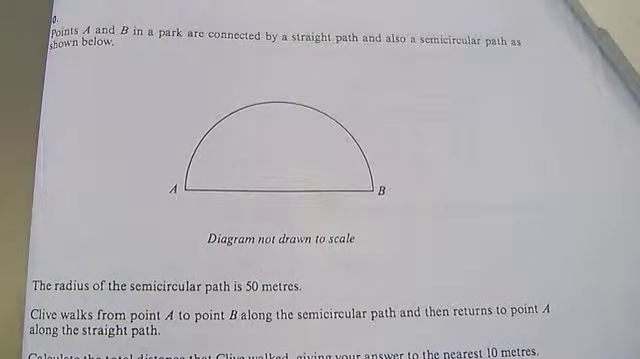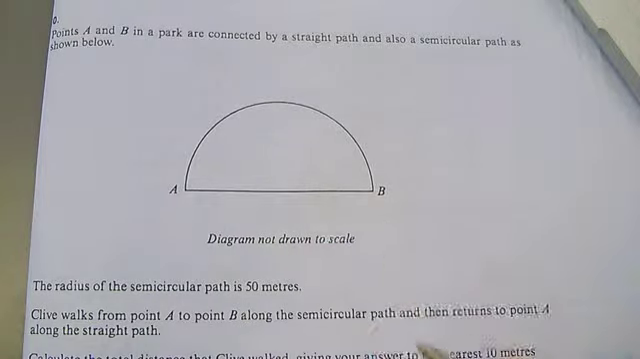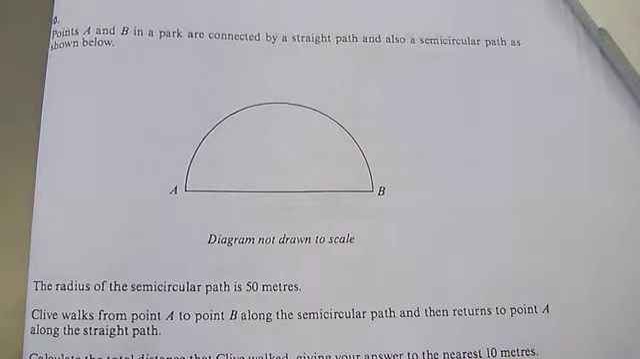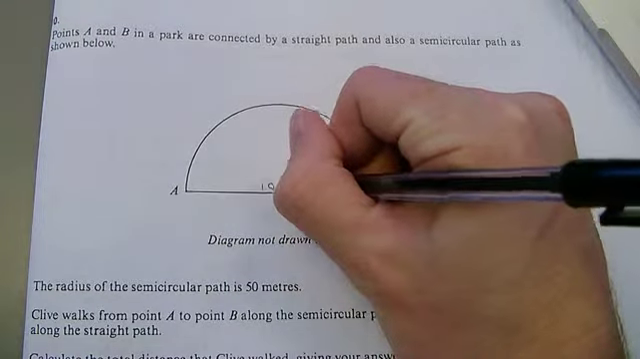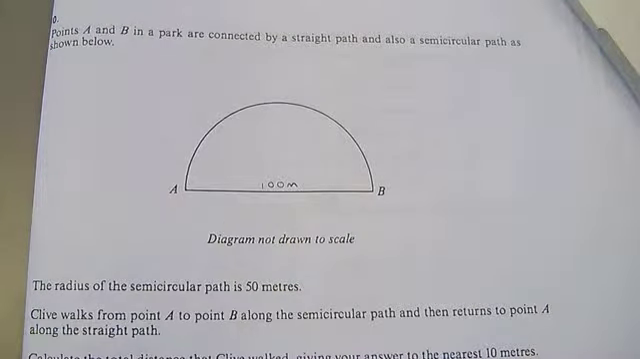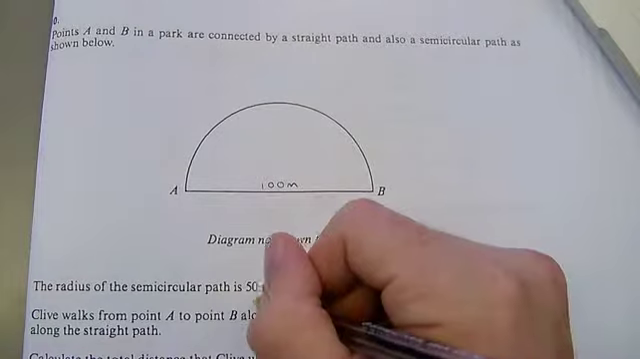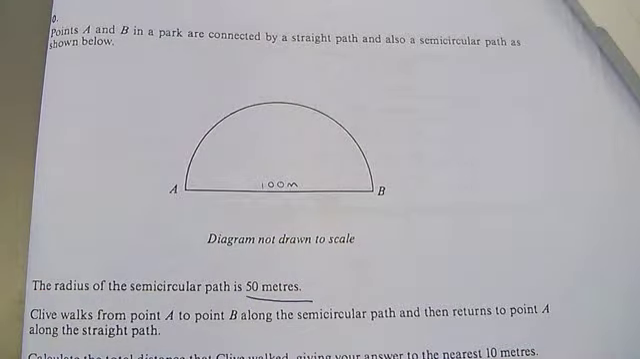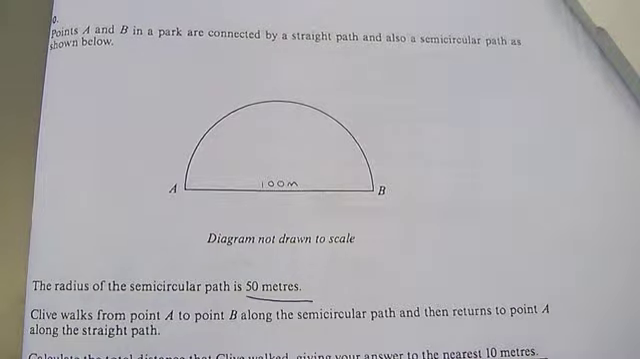Points A and B are in a park connected by a straight path and also a semicircular path as shown below. The radius of the semicircular path is 50, so A to B is 50, yeah? No, it's 100. It's 100, just checking. Why is it 100, David? Diameter, yeah, good. Thank you, Colin. Clive walks from point A to point B along the semicircular path and then returns to point A. Calculate the total distance that Clive walked, giving your answer to the nearest 10 meters.